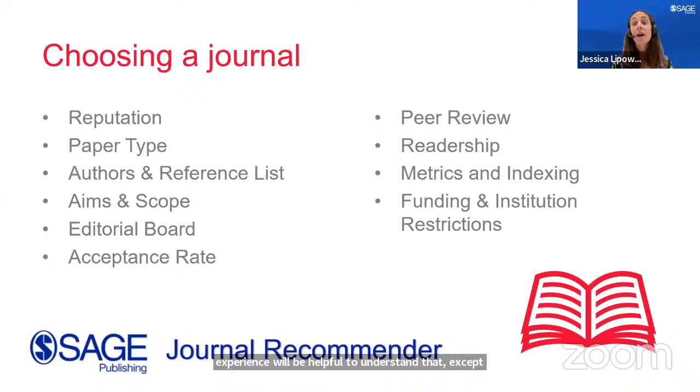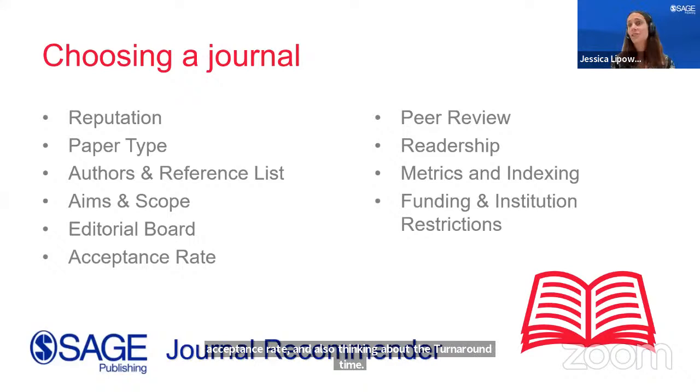And also thinking about the turnaround time. Maybe you have a deadline by which you need to submit or publish per your institution or your funding requirements. Not all of the time to first and final decisions are published, but many of those journals are transparent in those metrics. And that might be a deciding factor.